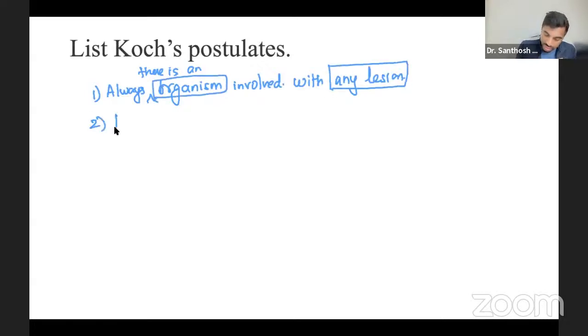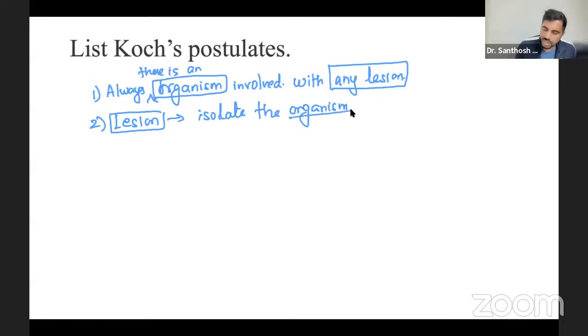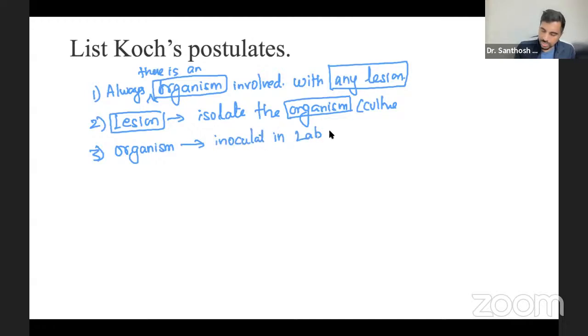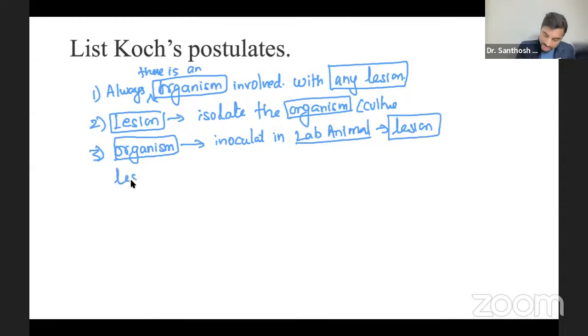Second, from that lesion you can isolate the organism, basically in culture media. Third, the same organism you isolated, if you inoculate it in a lab animal, it has to produce the lesion again. Now again, from this lesion you must be able to isolate the same organism in culture. Very simple. That's all.